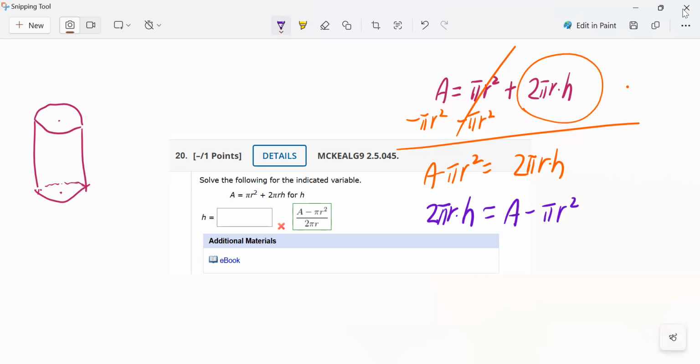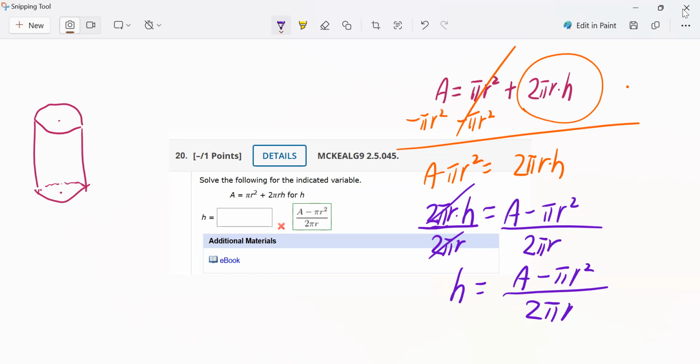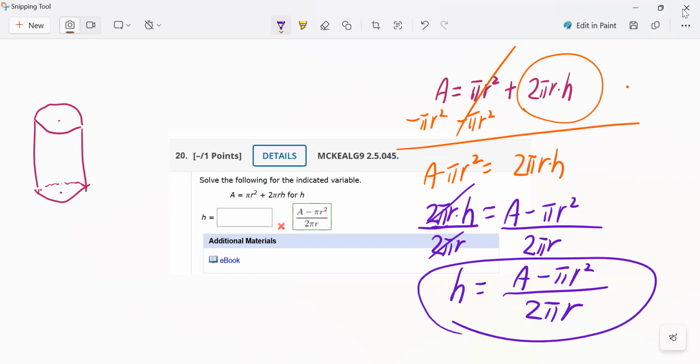From here, we're going to get rid of the coefficient. Everything in front of h, we don't need, so we're going to divide by that. Divide by 2 pi r over 2 pi r. Then we cancel the 2 pi r. It's all gone. H is by itself, and that's what we want. H equals A minus pi r squared over 2 pi r. Any questions about this?